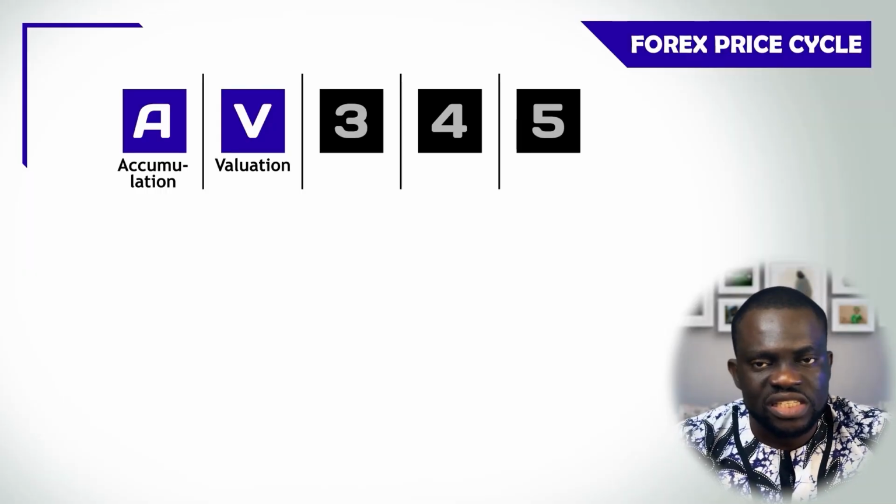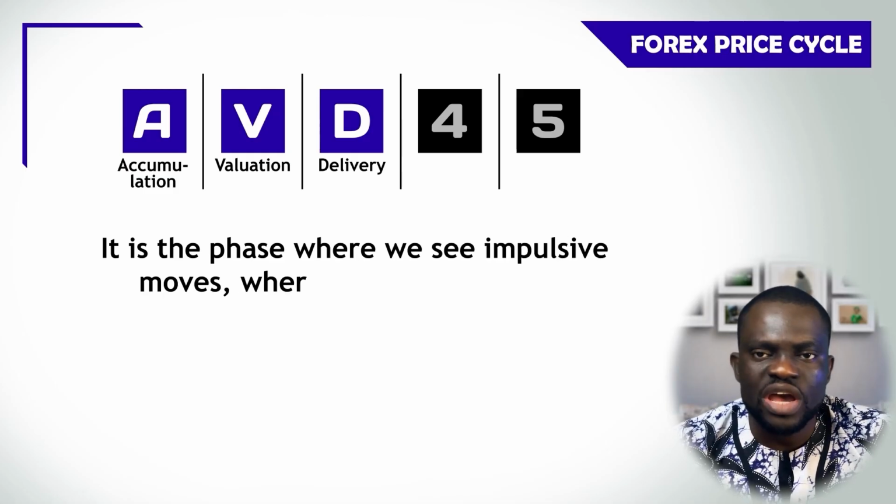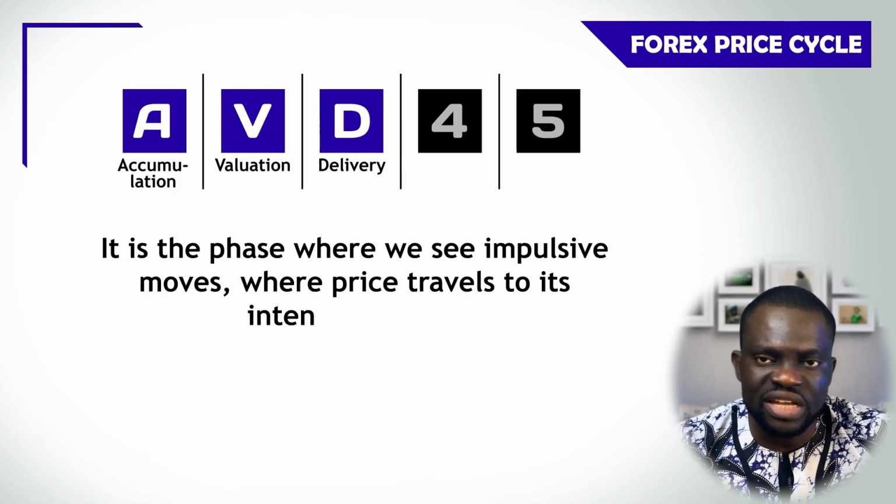The third phase is delivery. It is the phase where we see impulsive moves, where price travels to its intended target. Key characteristics of this phase include strong directional movement, consistent break of structure, and increase in momentum. In this phase, retail traders jump in late or they try to catch reversals, but price keeps turning their liquidity grab to break of structure. This is where institutions profit from their accumulated positions.